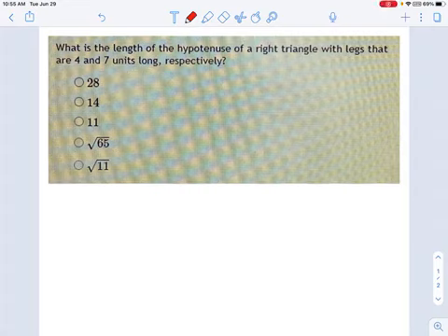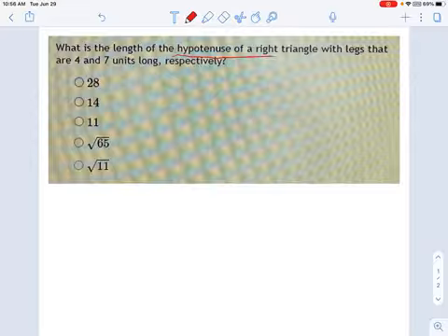So this is a simple problem asking for the length of the hypotenuse of a right triangle. And if you remember, what's special about a right triangle is that you can use the Pythagorean theorem to figure out the hypotenuse if you know what the length of the legs are. So this problem is essentially asking if you know what the Pythagorean theorem is.